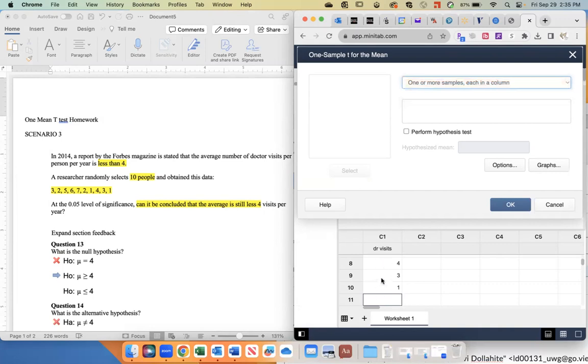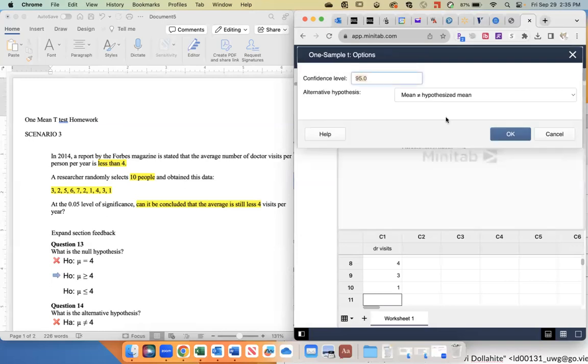It's these 10 people's doctor visits. So I choose samples in a column and I click here. Once I click my cursor there, I can either put C1 because it's in column 1, or you can just double click on this and it will pop it in there for you. And I am performing a hypothesis test, and remember, this is what we're performing it around. I want to know if the doctor visits really are less than 4 or not. So the hypothesized mean is 4, and I'm putting in a 4.